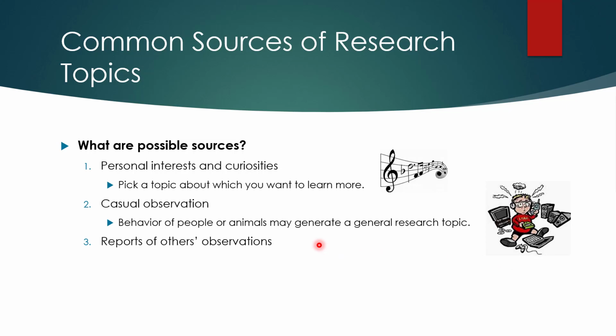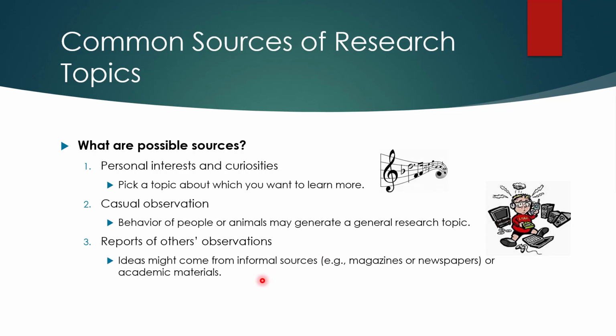There's also this idea of reports of others' observations. Ideas might come from informal sources: magazines, newspapers, or even academic journals. So maybe you read in a magazine or newspaper that different types of learning lead to better retention, visual versus auditory or something like that. Or maybe as we go in and start looking at the literature, you'll have to go through a couple of different topics before you narrow it down, looking at those academic materials, those primary peer-reviewed research articles, and see what's really out there and is interesting to you.